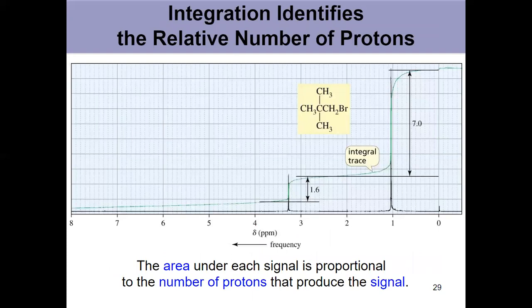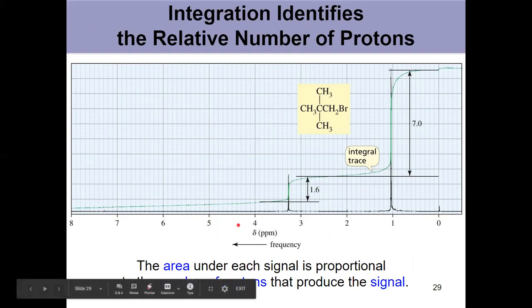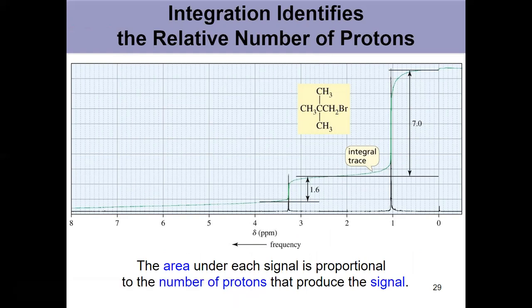Okay? And here, the size is notable. When we look at the peak heights and take the integration, take the integral of the value, the area under the signal, that's notable because it's proportional to the number of protons that are producing that signal. That's a really key idea. Make sure you're familiar with that. Write it down if you're taking notes.